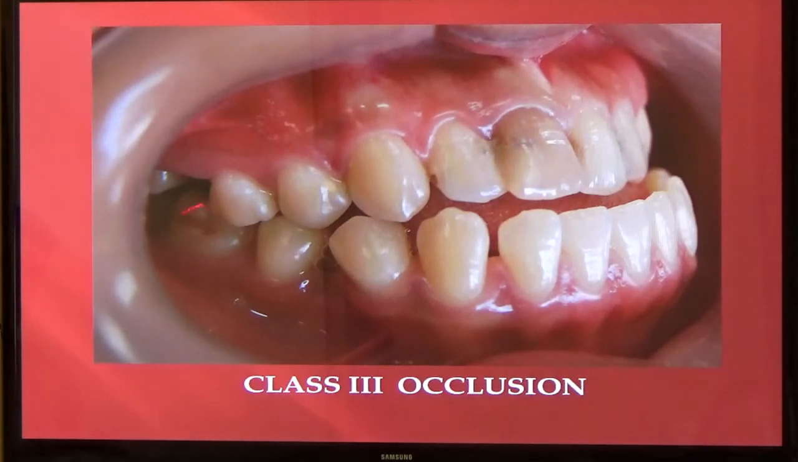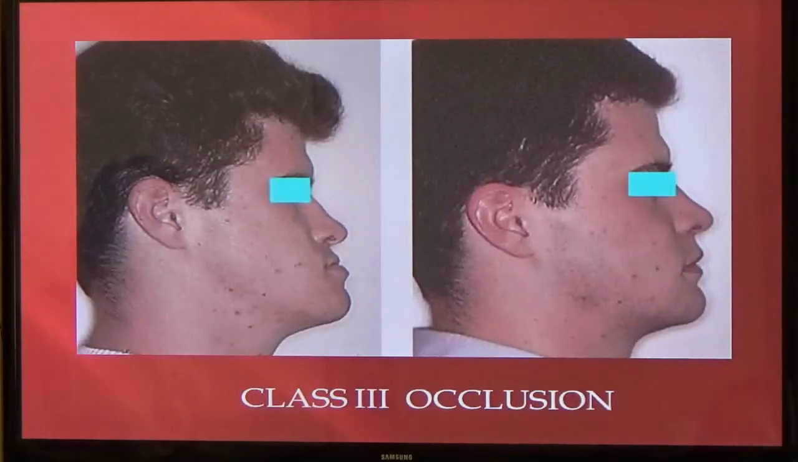So here's class 3, and we can't see the molars. Well, here's a molar. He's probably missing his first molar here. But anyway, you can see the lower jaw is prognathic, is prominent. So something like this. Okay, so your angle here is going to be reversed.